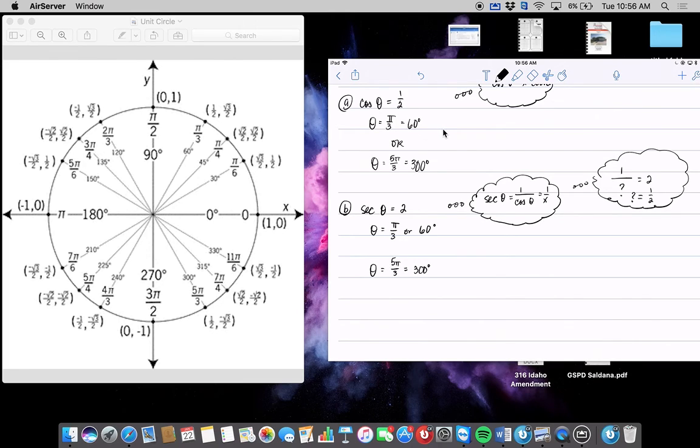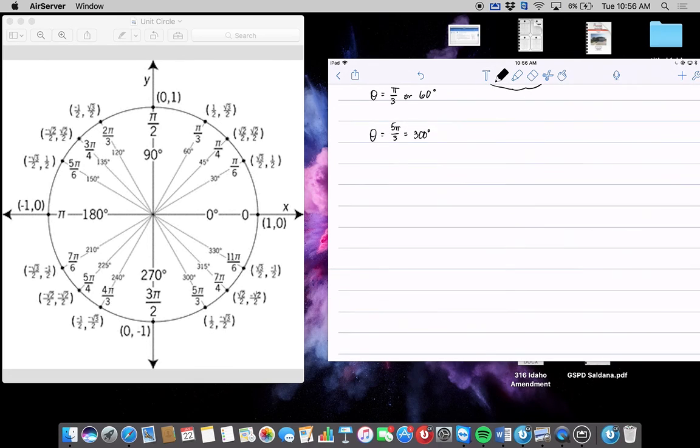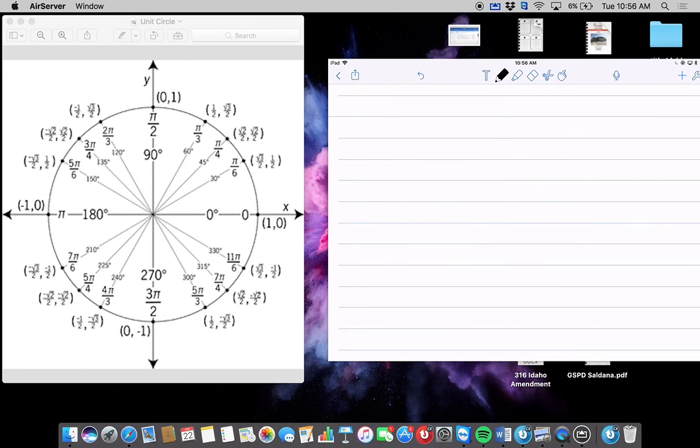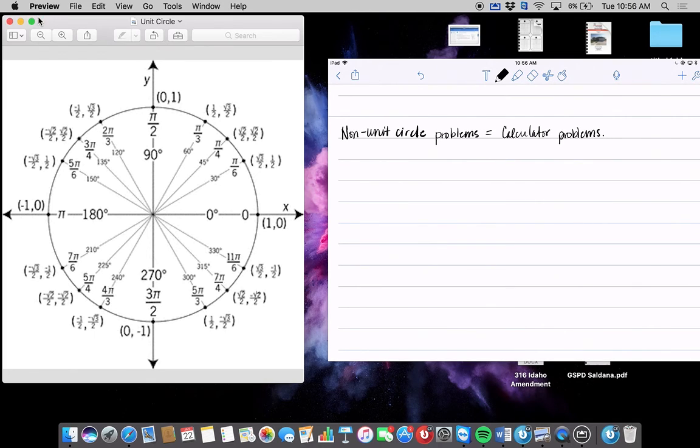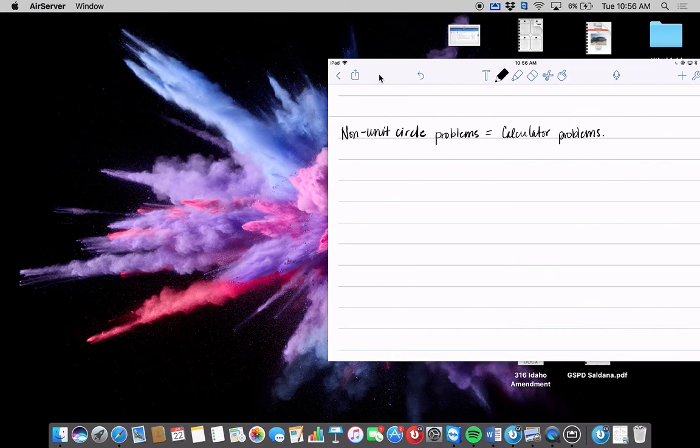Now let's look at a non-unit circle type problem. I'll do it on the next page here. Non-unit circle problems, which by the way mean calculator problems. You will be using a calculator for anything not dealing with the unit circle. Let me go ahead and put this away because we no longer need it. But you will need the calculator.